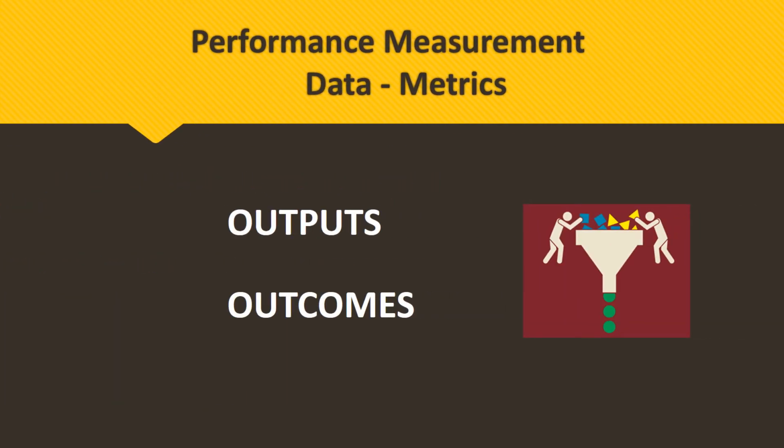To assess progress, there are two key types of performance measurement metrics that you will collect: outputs and outcomes. Output measures the quality of the services you've provided. How many people did you reach, train, tutor, refer, etc.?